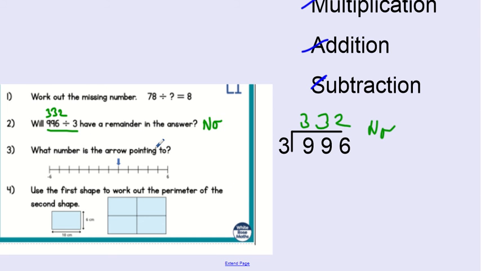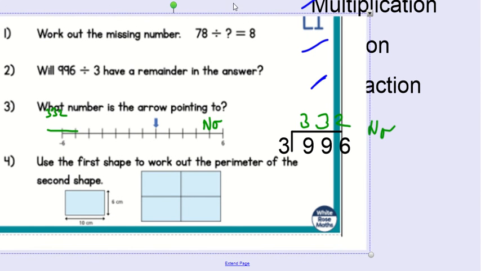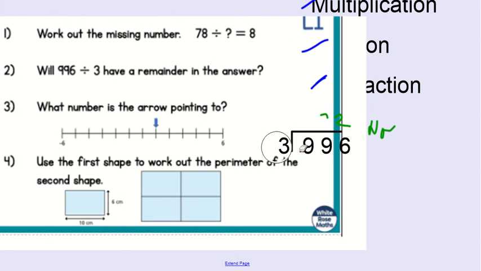What number is the arrow pointing to? Now, let's see if I can make this a little bit bigger for us. Hopefully that's clear enough for you at home. Rub those bits out. Right, so let's have a look what we've got then. What number is the arrow pointing to? Let's see what information I've got. So I've got 6 and negative 6. And I've got some marks on my number line in between. So let's see how many I've got.